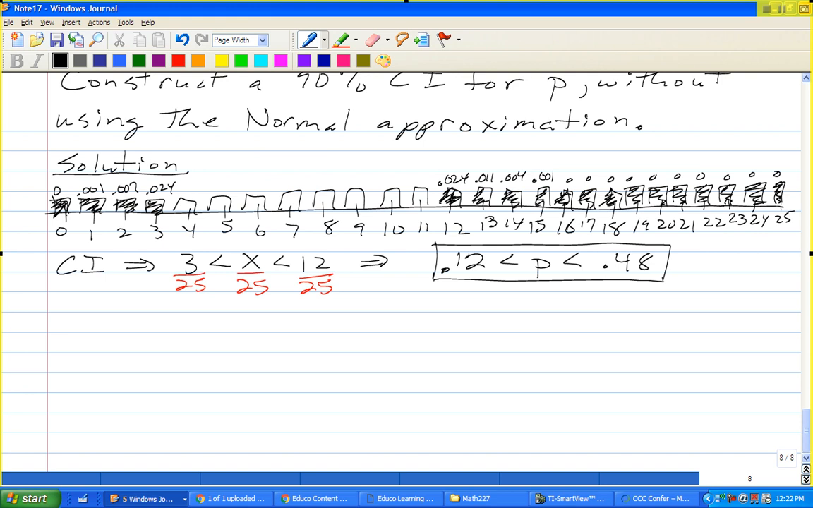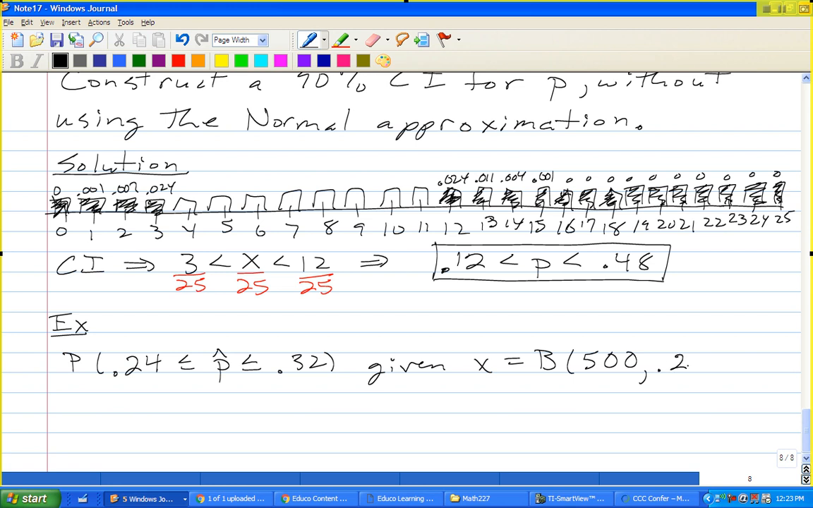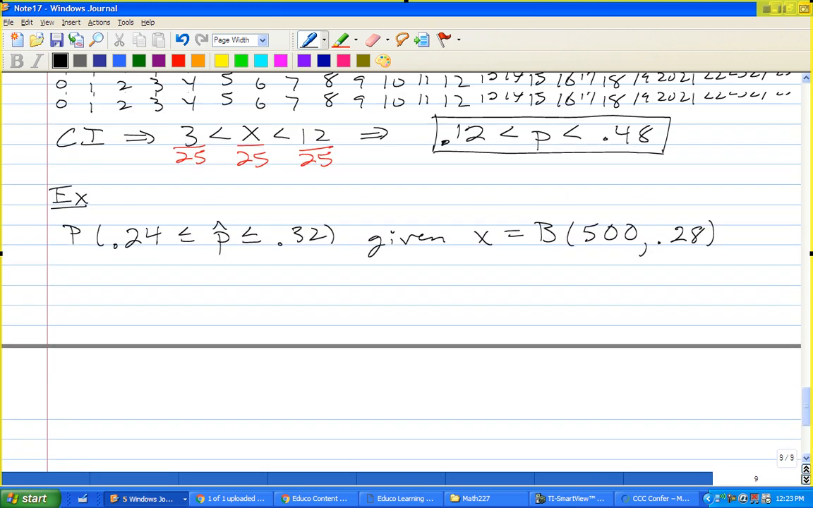Let me do another example. I want to determine the probability that my sample proportion is between 0.24 and 0.332, given that I'm doing a binomial random variable with 500 trials and probability of success of 0.28. Okay, so let's do this.